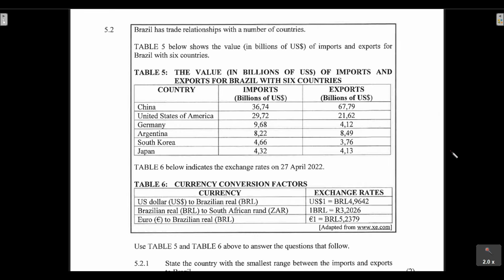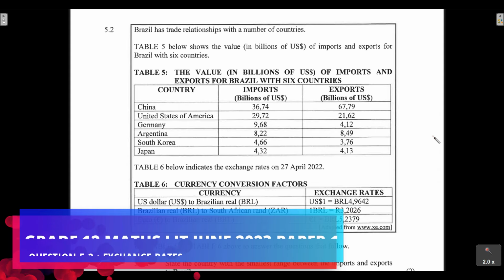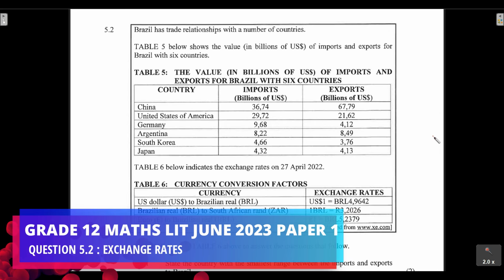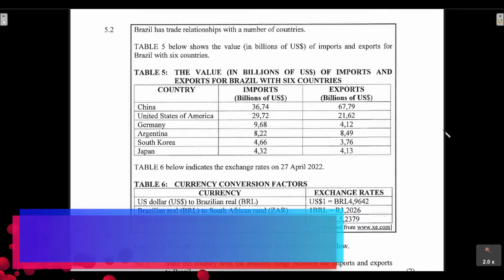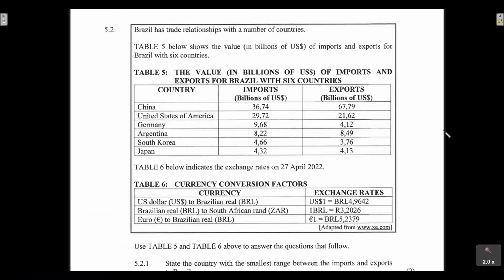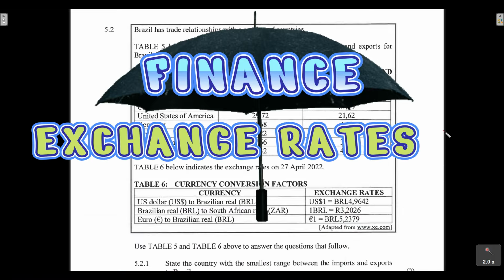On today's video tutorial, we are still going through the grade 12 mathematical literacy paper 1 that was written in June 2023. In this video tutorial, we're going to be having a look at the last question, 5.2. Question 5.2 is under the umbrella of finance. In particular, in this question, we are going to be tackling exchange rates.